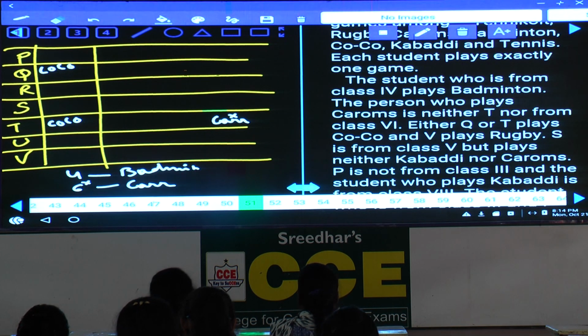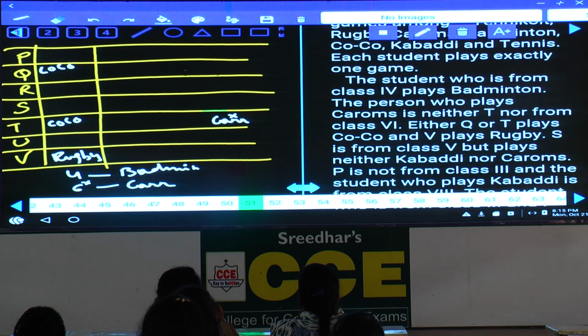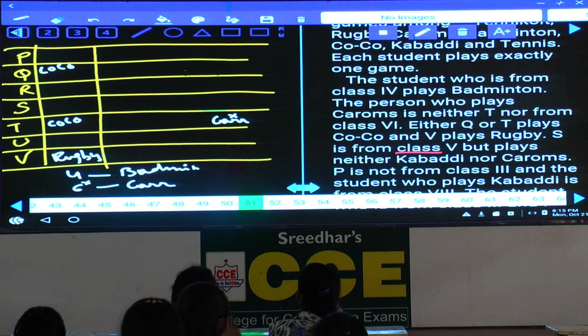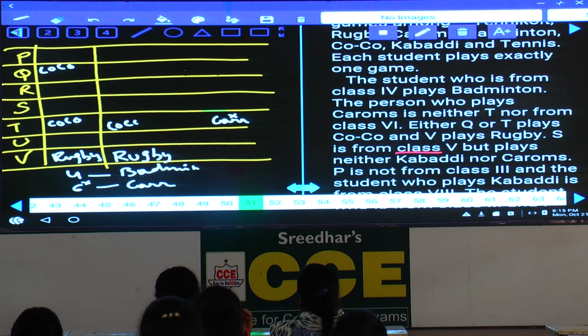And V plays rugby. Information clearly specified, V plays rugby. SC is from class 5. Now who is from class 5? SC is from class 5. Now this is rugby, we are representing rugby here. And either this person or this person will play Coco.